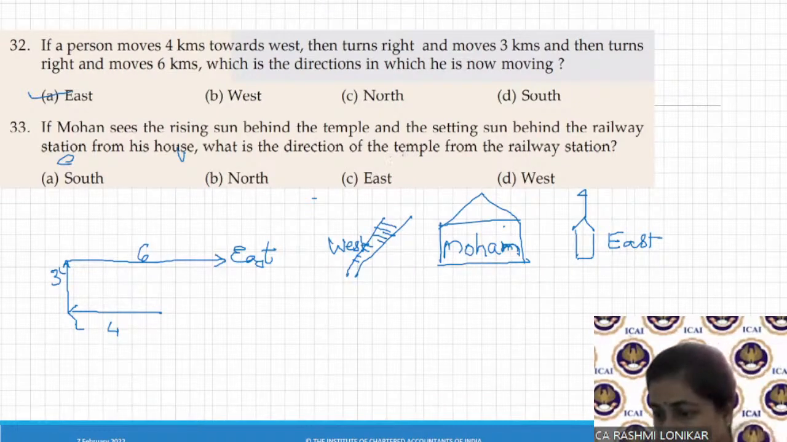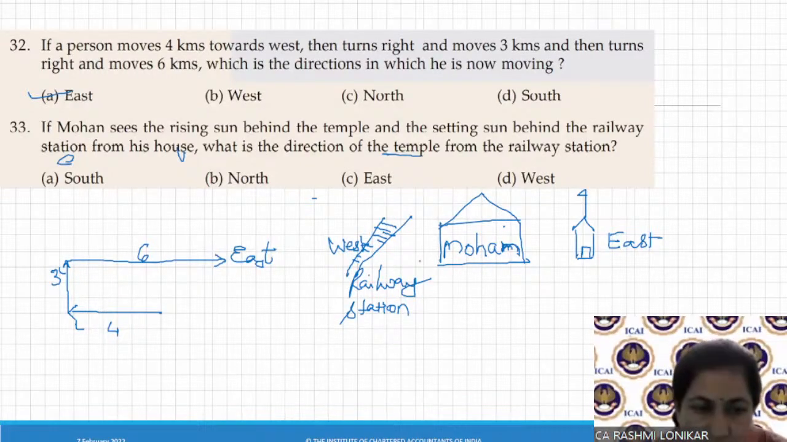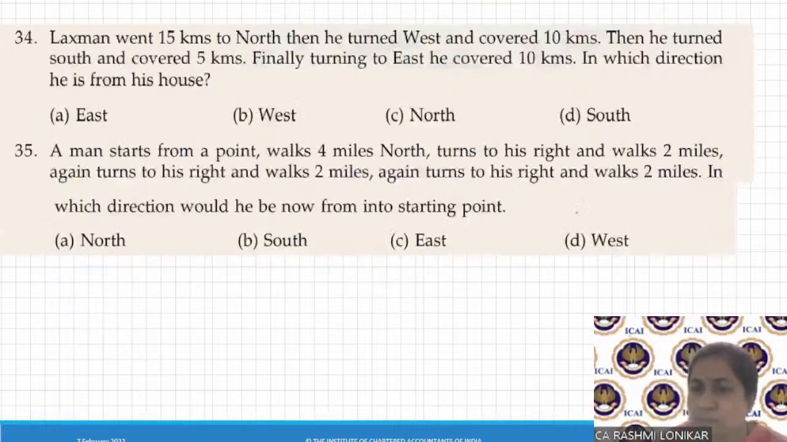What is the direction of the temple from the railway station? So this is my railway station. Which direction will you say it is? It is in the east direction. Because this is in the west, this is in the east, and we have the temple here. Why? Because the rising sun is from behind the temple and the setting sun is from behind the railway station. Okay. Last two sums.